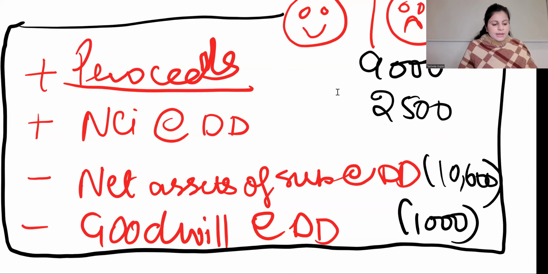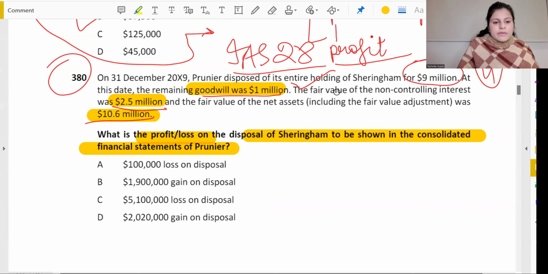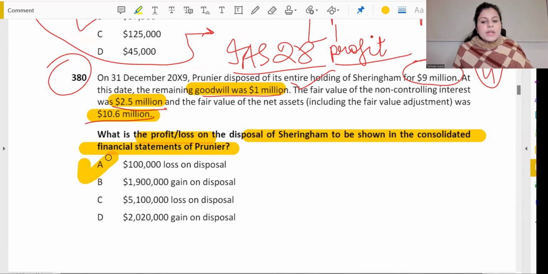So let's see if that option is available. Yes, option is A: loss on disposal 1 lakh. Are we all clear on this? Goodwill should be deducted, not added. It should be deducted. So 100 is my answer. Are we all clear? Come on, quick confirmation.